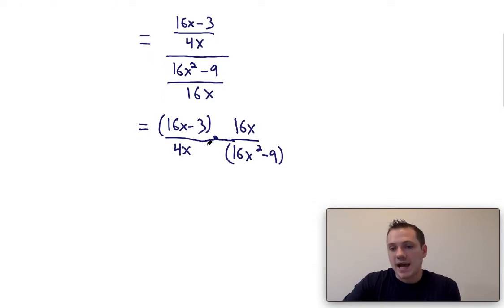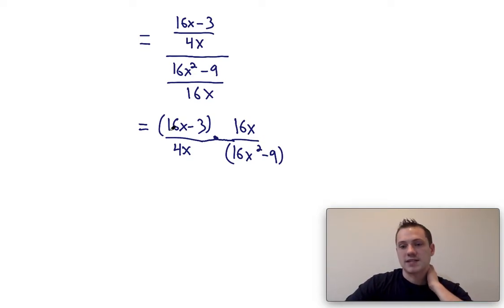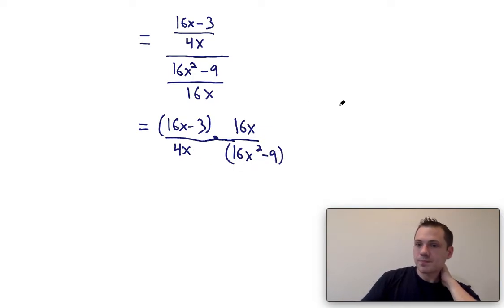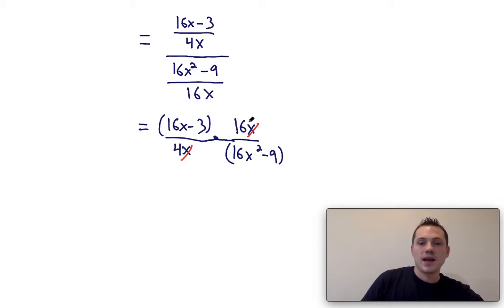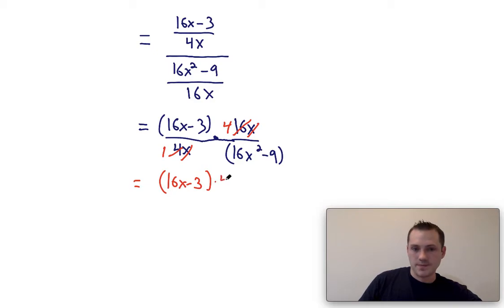Any factors that can be reduced, I'm going to reduce here. In the top, my factors are 16x minus 3, 16, and x. In the denominator, my factors are 4x and 16x squared minus 9. We'll come back to that one in a second. Right off the bat, I can cross off these x's because they appear as factors in the numerator as well as the denominator. For 16 over 4, that can reduce to 4 over 1. So now what I have is 16x minus 3 times 4.